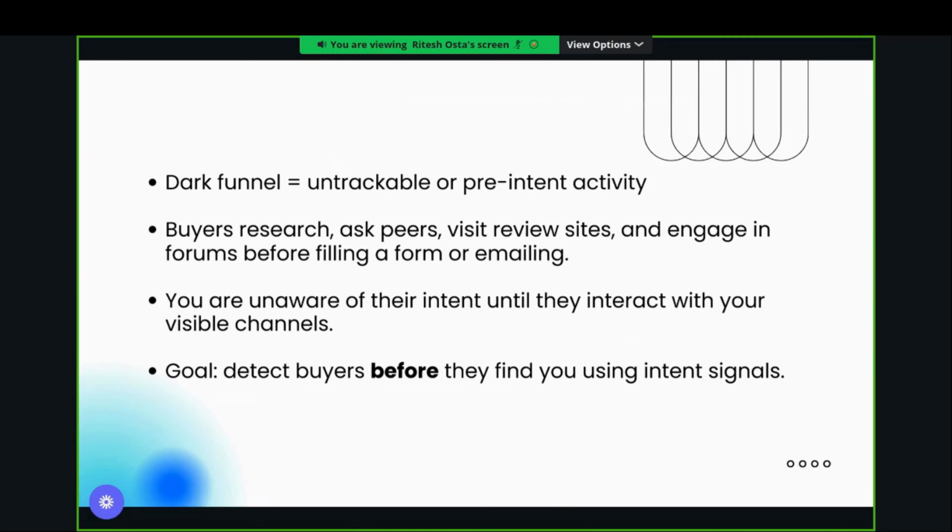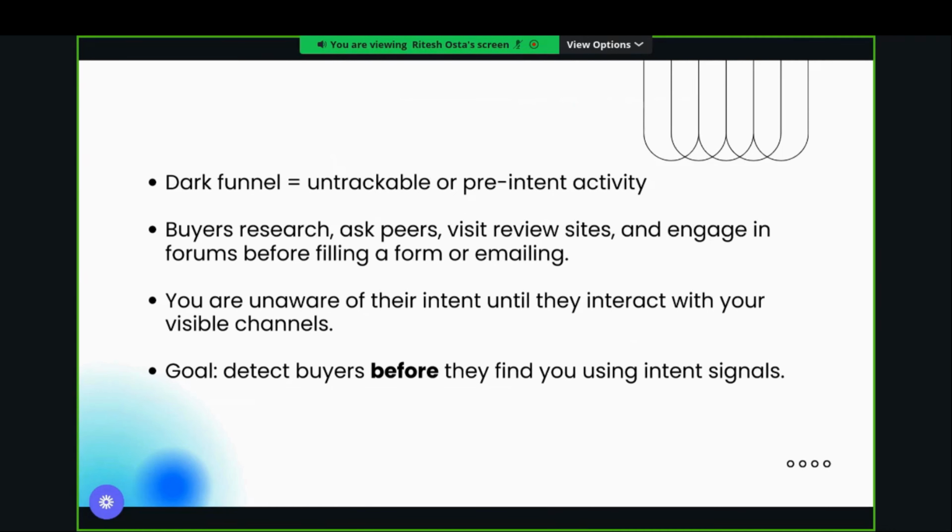But there is a huge audience who needs your product and service, who are out there in the world, who are not visiting your sites or your social media channels, who are not calling you up or sending you an email, right? What about those prospects? They are in the dark. So dark funnel is basically an untrackable or pre-intent activity. That means there is a huge bunch of audience out there who need your product and service. They are in the dark about you, your company, or your product and service. And at the same time, you are in the dark about their needs and their presence.